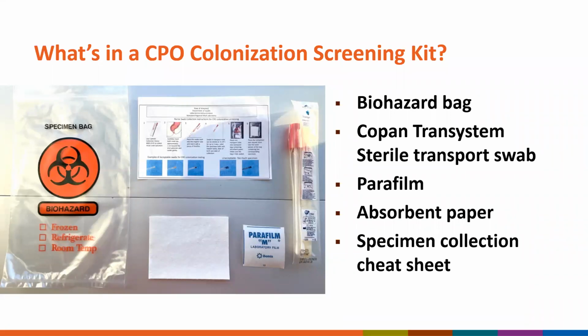So in a CPO colonization screening kit, we have a biohazard bag, a Copan Transsystem sterile transport swab, and we'll look at those swabs in more detail in a moment. You'll have parafilm, absorbent paper, and a specimen collection cheat sheet. Next slide, please.